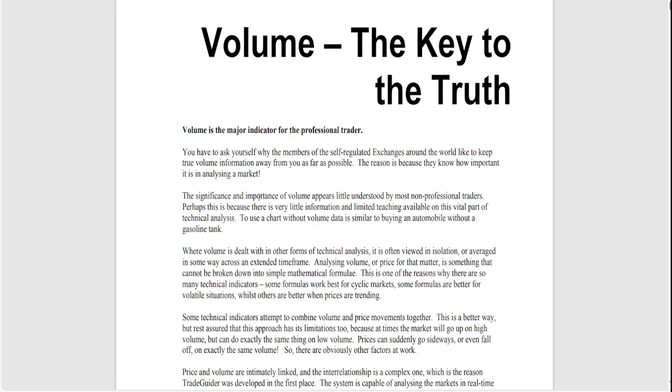The significance and importance of volume appears little understood by non-professional traders. Many traders trade without watching volume, but that's stupidity. You should have volume on the chart. You should read that volume in order to be a successful trader. So volume is the basic best indicator. Perhaps this is because they have limited information on the volume.